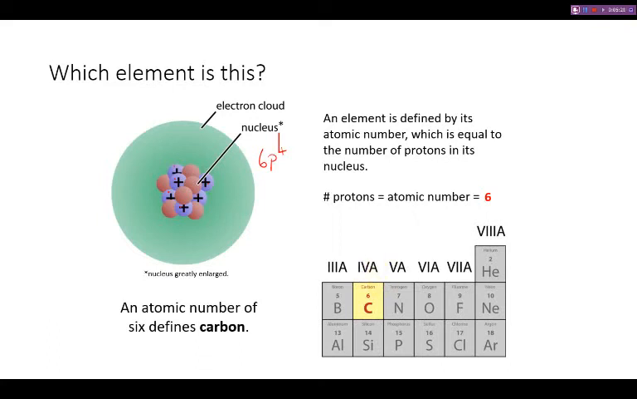Now, if we happen to have a 7th proton, that would be nitrogen. 7 protons is nitrogen. If we had 8 protons in the center of the nucleus, that would be oxygen.